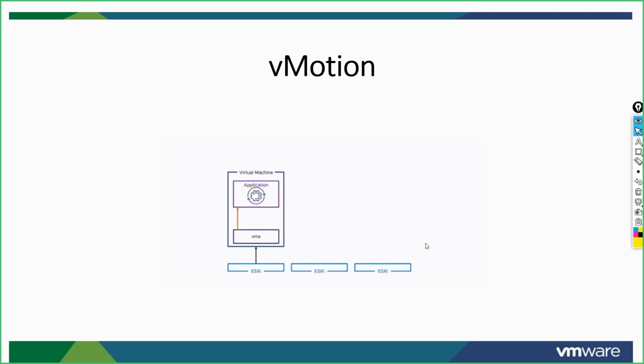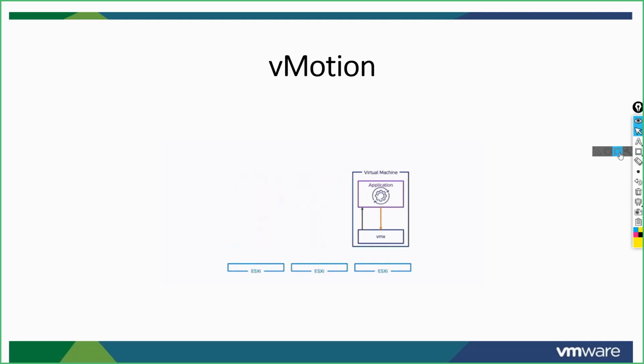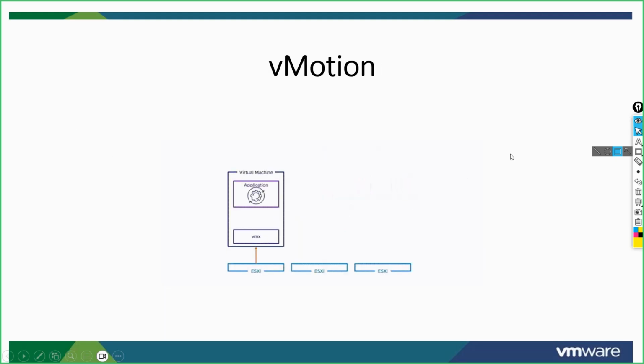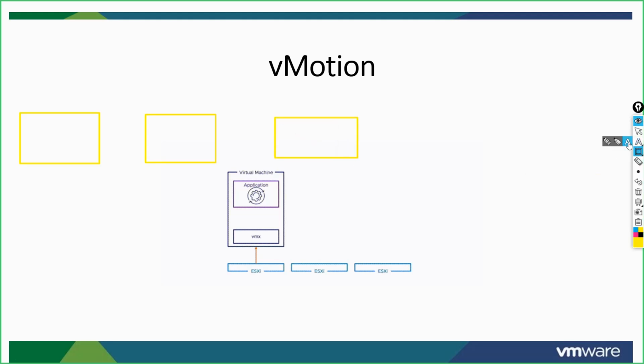Now let's assume a scenario where in my environment I am running three ESXi hosts. I have three ESXi hosts running in my environment. ESXi1 is there, ESXi2 is there, and ESXi3 is there. I will just name them: this is ESXi1, this is ESXi2, and this is ESXi3.